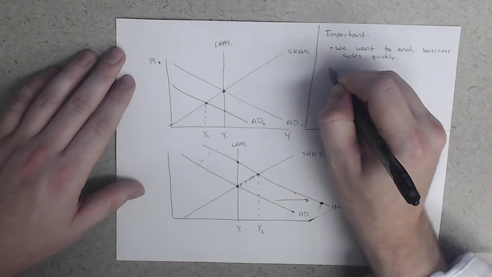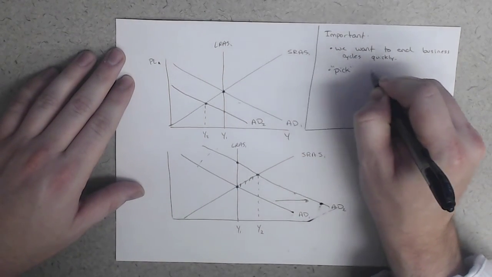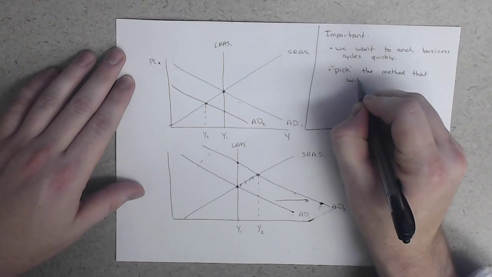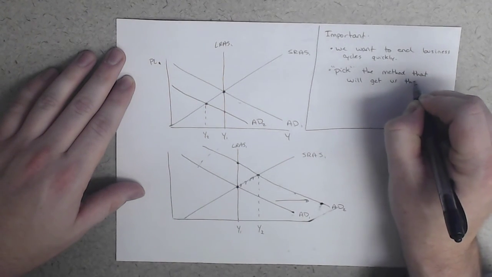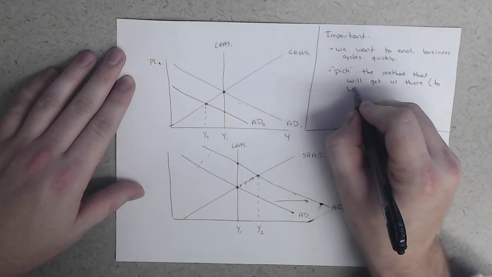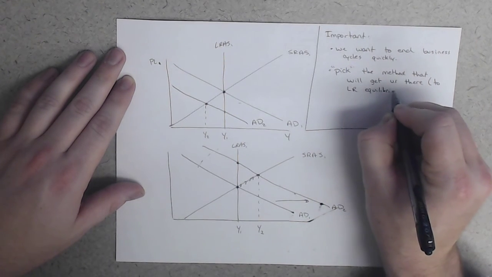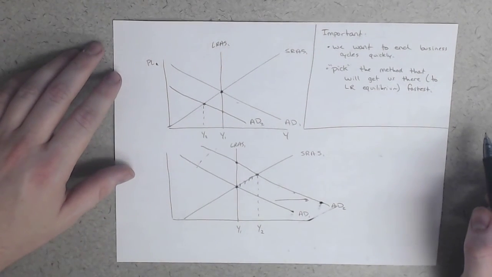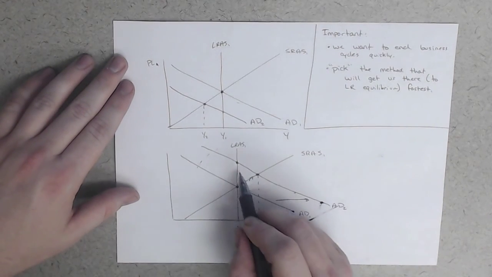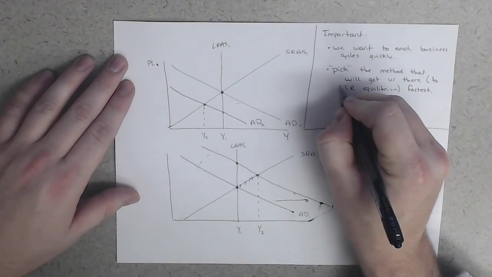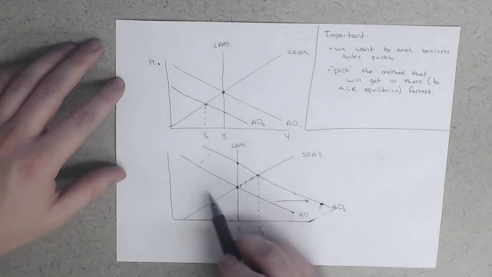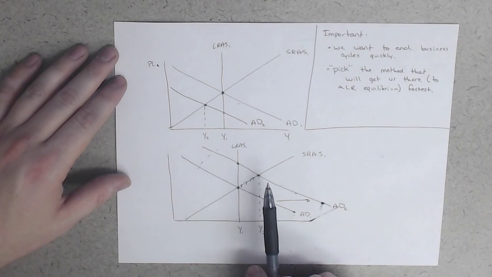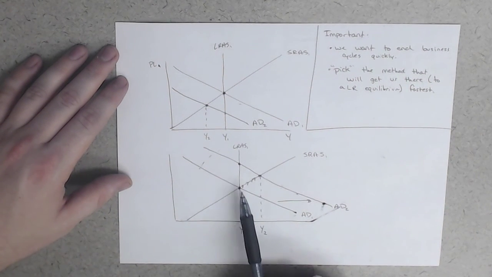And so what we need to do is pick the method that will get us to long run equilibrium fastest. If the automatic adjustment mechanism turns out to be the fastest way to get us back to a long run equilibrium, then we should let the automatic adjustment mechanism do its work. But if it turns out that using fiscal policy is the fastest way to do it, then we should use fiscal policy and do it right away.